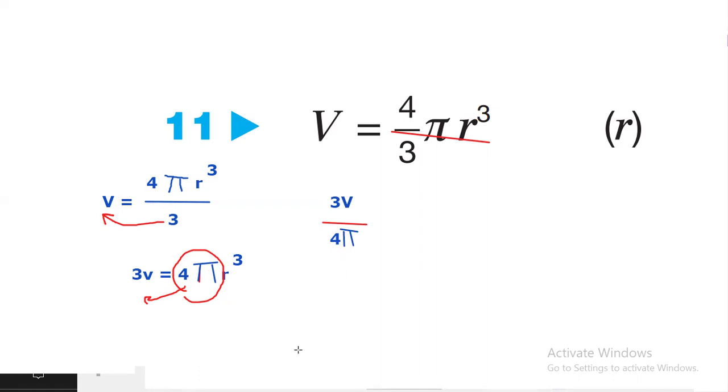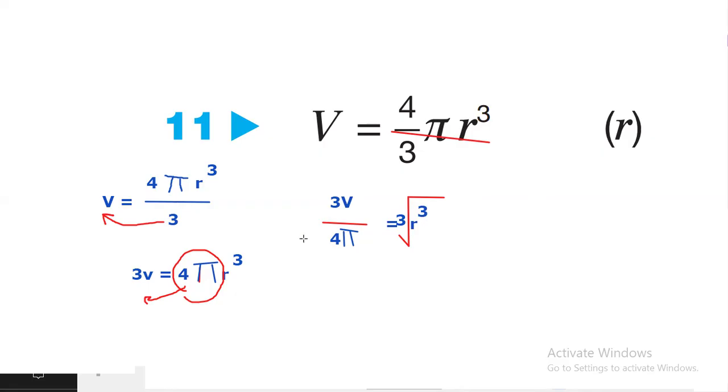Now, this side I have only r power of 3. So equals r power of 3, like this. Now, this one here, I want to remove the power of 3. It means I have to do the opposite of this power. And the opposite of power of 3 is cube root. It means the root that has a 3 on top of it over here, like this. It's called a cube root, and this is the opposite of cubing. So I'm going to do the same on the other side.